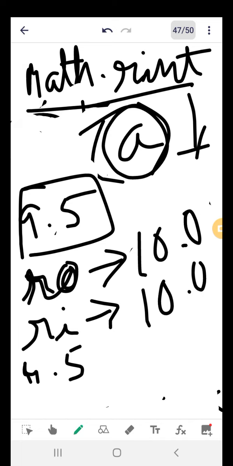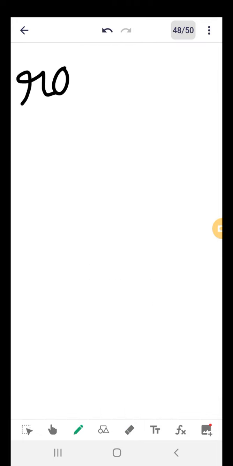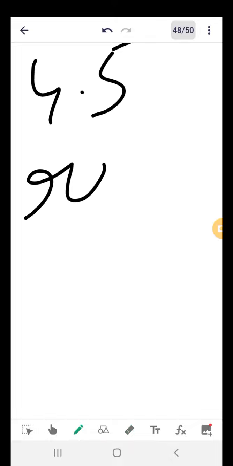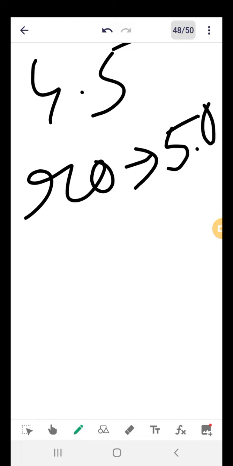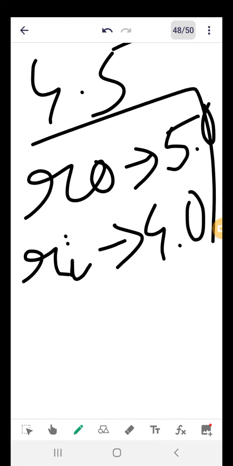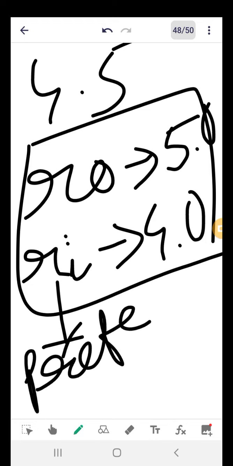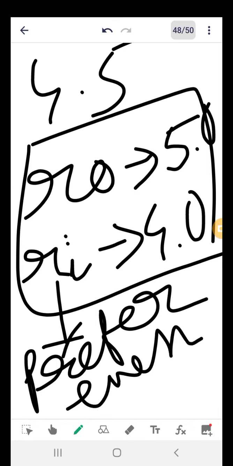4.5, so here now the round function will give you, let's go to the next page. If the round function is there, for example, if it is 4.5 and the round function is there, it will return 5.0. But if the rint function is there, then it will return 4.0. This is the difference. The rint function will prefer even numbers. Okay, got my point?